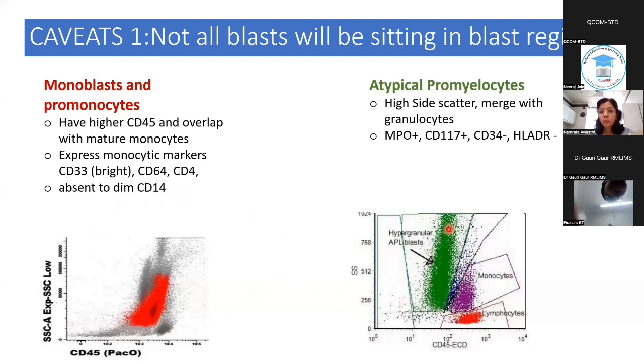Similarly, in atypical promyelocytes of APML, the side scatter is high, and these cells can be detected by myeloperoxidase and CD117 staining, and they are negative for the immaturity markers like CD34 and HLA-DR, because these are not blasts, but they are blast equivalents.